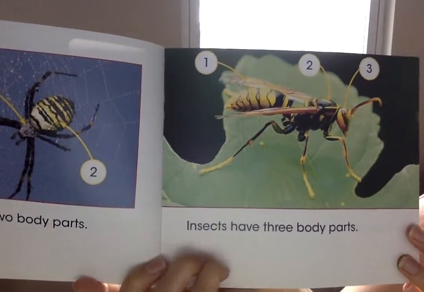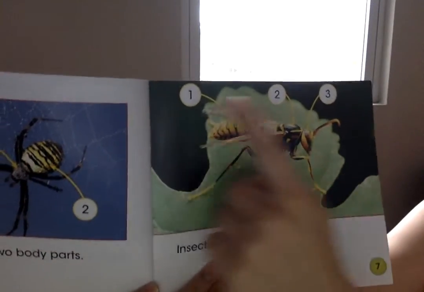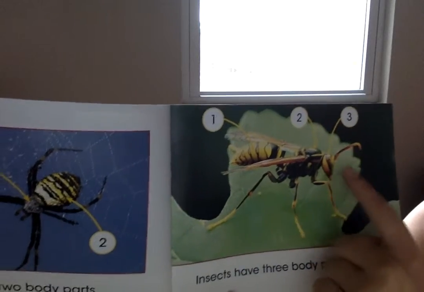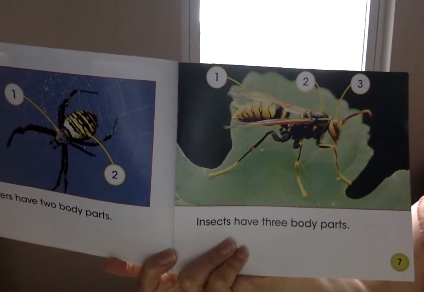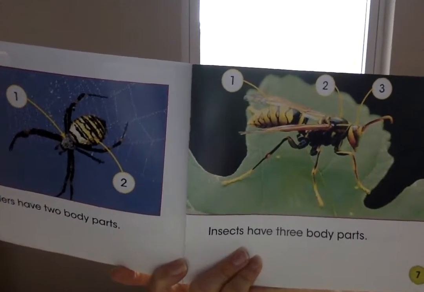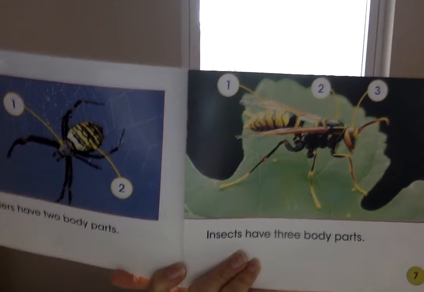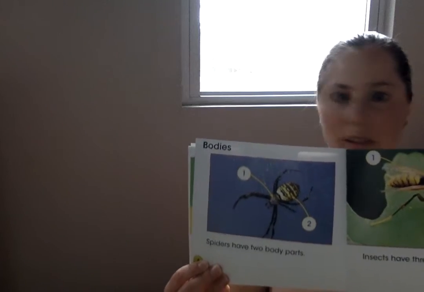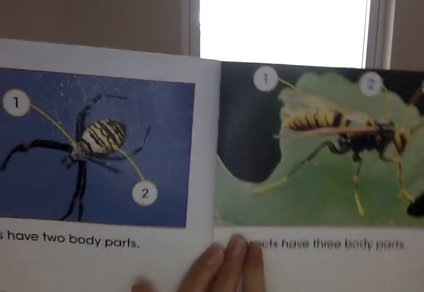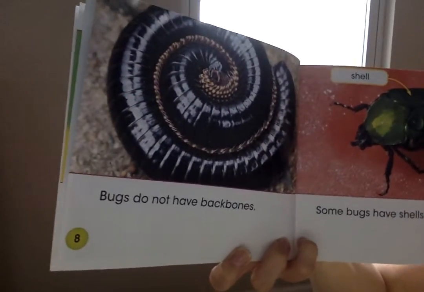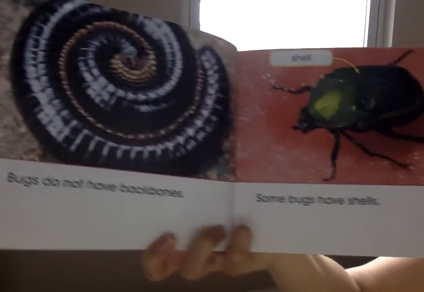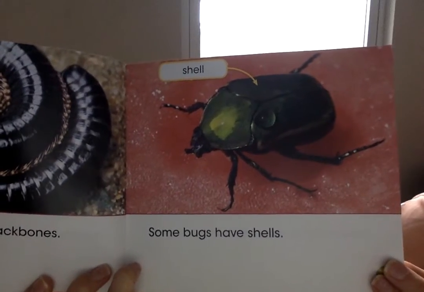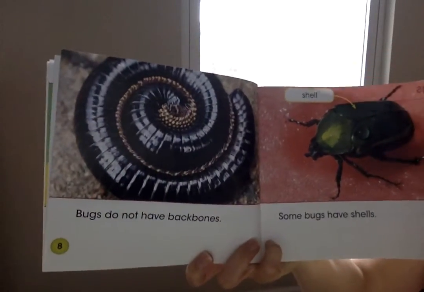An insect has 3 body parts. 1, 2, 3. They have a head, a thorax, and an abdomen. So, an insect must have 3 body parts. So, is a spider an insect? No, because it only has 2. Bugs do not have backbones. Some bugs have shells. Some have shells to keep them safe.